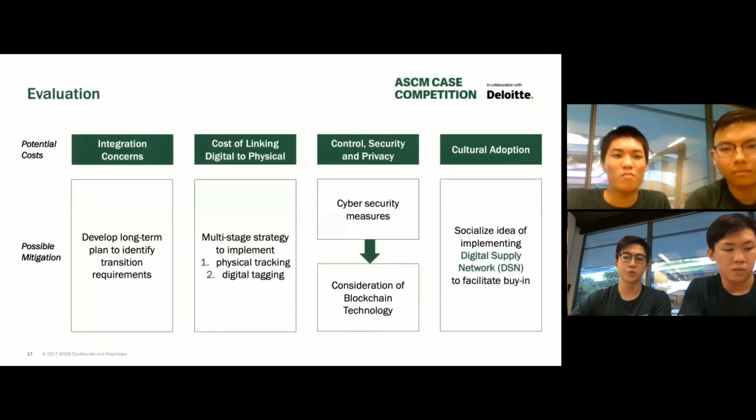With our proposed solutions, we have identified potential costs, but also possible mitigations. There are concerns about integration, the cost of transitioning from physical to digital, security and privacy concerns from moving to a cloud, and also resistance to adoption of technology. All these can be mitigated through various measures as listed.